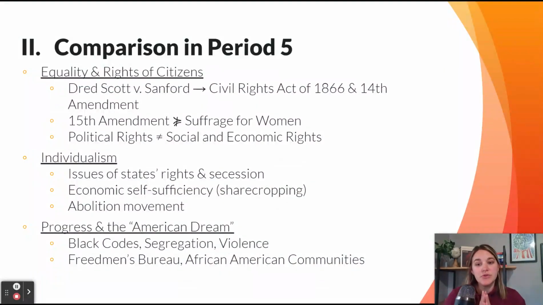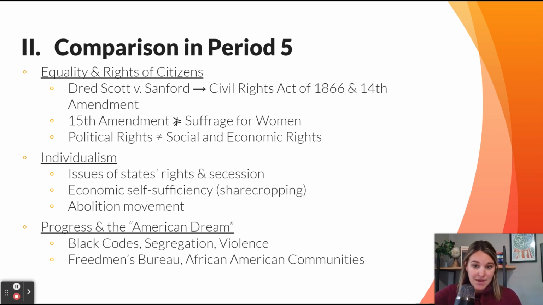So, to start, let's review what are some of the things that happen as a result of the Civil War. Let's first focus on equality and the rights of citizens. This is a really important American value that we see having pretty significant changes from the Civil War period. Before the Civil War, there was the Dred Scott v. Sanford case, which stated that African Americans were not intended to be citizens. But then Congress passed the Civil Rights Act of 1866, and then the 14th Amendment was ratified, granting citizenship to African Americans. And so we see a really important change happening as a result of the Civil War.